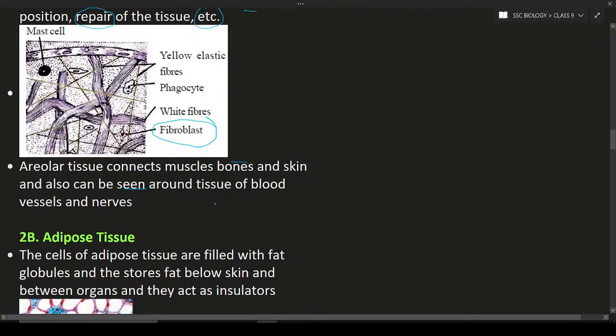We have a question from Divya: how many types of tissue are there? We are going to discuss those tissues.